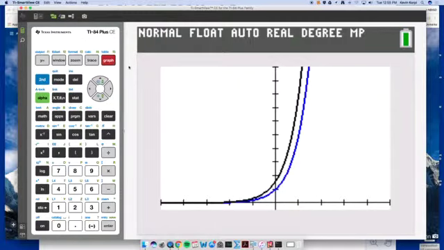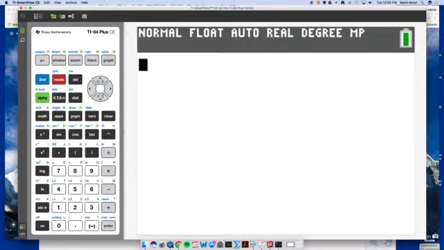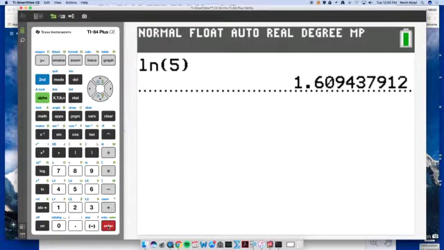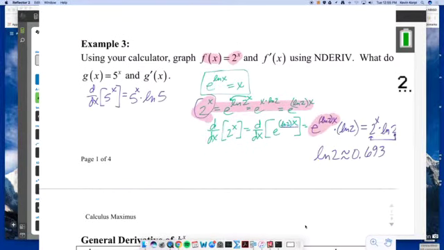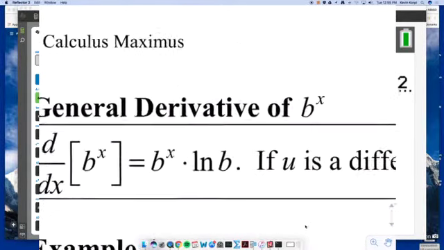Notice the derivative of 5 to the x is actually bigger than the original function. So this would have to be vertically stretched by a factor bigger than 1, and it turns out that the natural log of 5 is bigger than 1. It's 1.609. So we have now kind of verified, without using variables, the following.